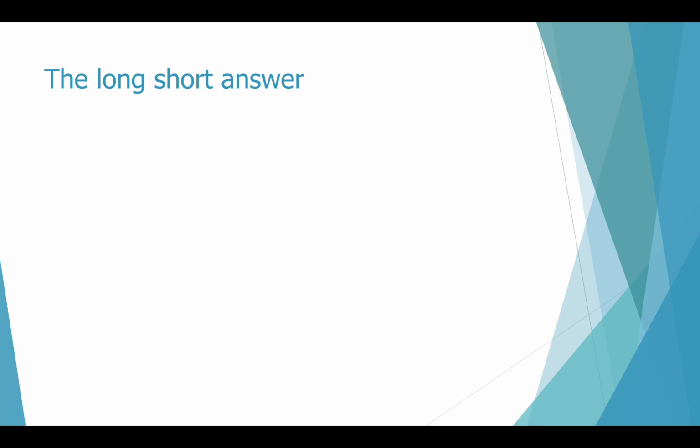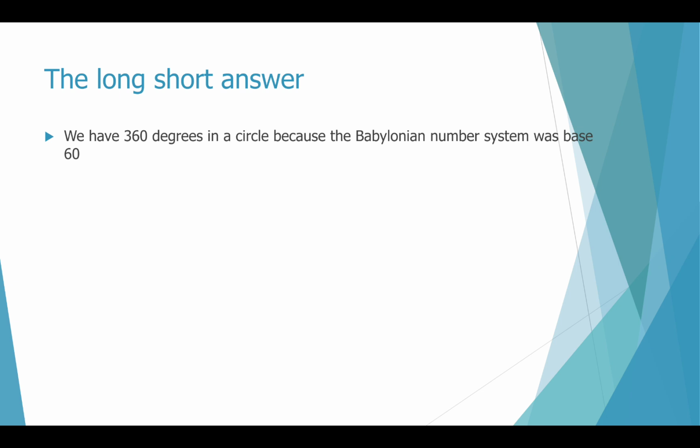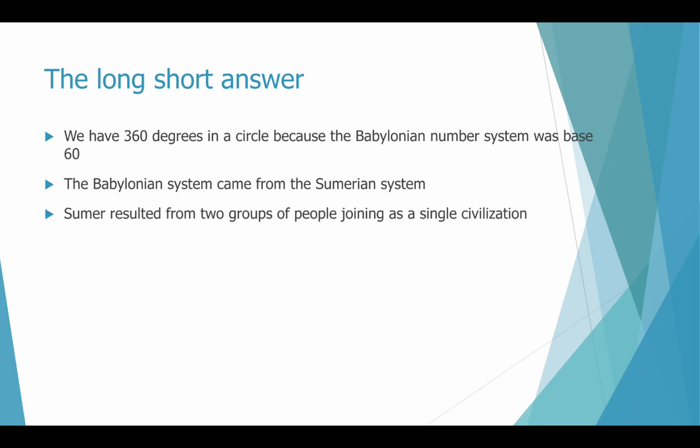So the long short answer. We have 360 degrees in a circle because the Babylonian number system was base 60. It was base 60 because it came from the Sumerian system. And the Sumerian system came from two people, the Urians and Akkadians is who we believe it comes from. Sumer resulted from these two people joining as a single civilization.